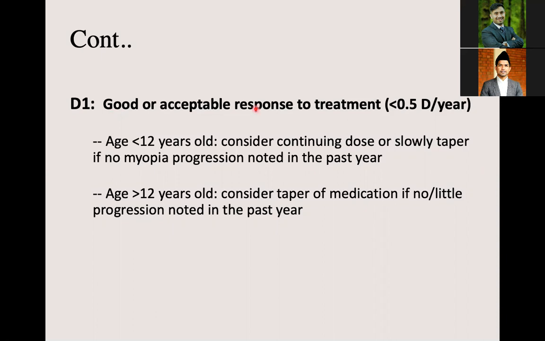If the myopia progression is less than 0.5 diopter per year, we assume that the child's response to atropine is good or acceptable. If the age is less than 12 years, what do we do? We consider continuing the dose or slowly decreasing the dose if no myopia progression was noticed in the past year. That means after daily use, we make it 4 times a week, and in that way progressively we reduce the dose.